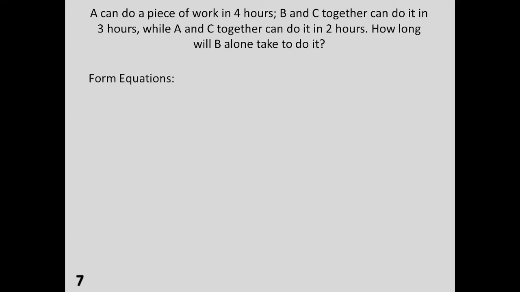Solution goes like this. A's productivity can be written as A is equal to W by 4. Now if B and C work together, their productivity adds up. So we can write it like B plus C is equal to W by 3. Similarly for A and C. We need to find how many hours B will take to complete the work.